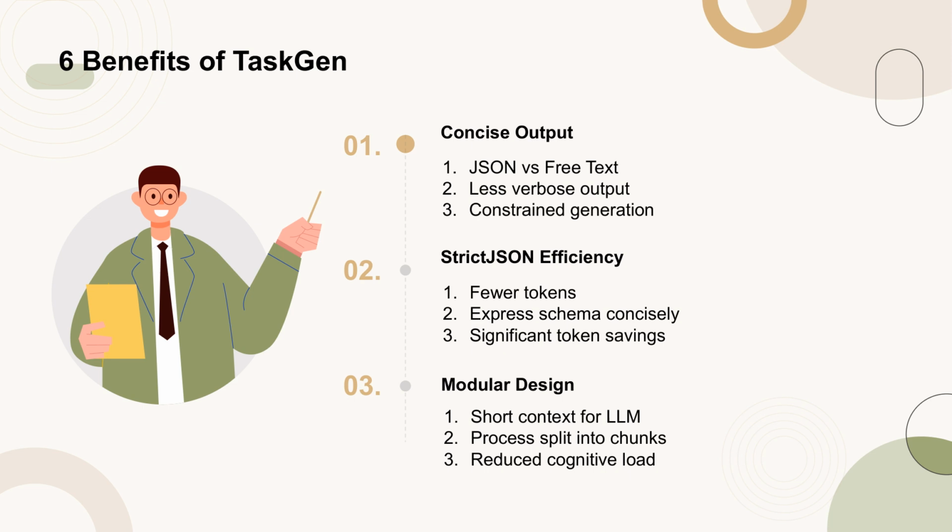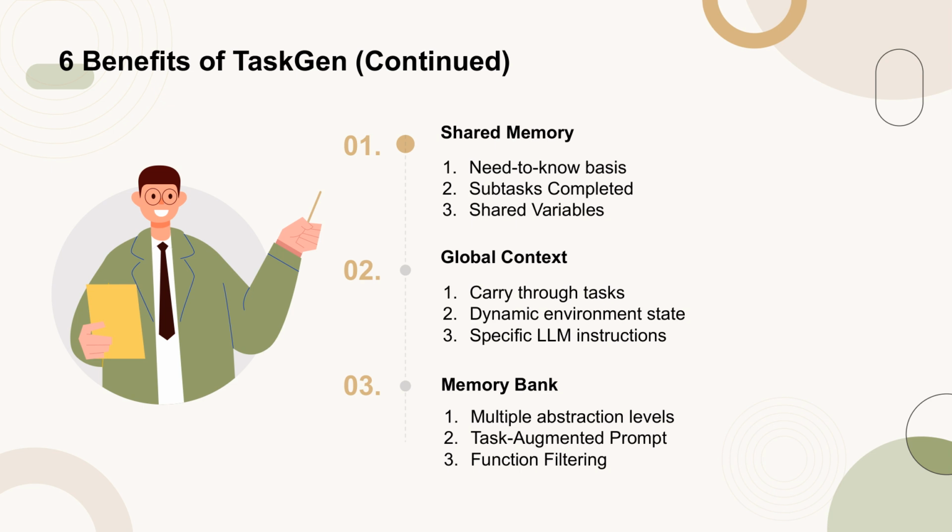The modular design of TaskGen ensures that each component receives only the necessary context, thereby reducing the overall context length for LLM prompts and improving performance. TaskGen's design philosophy includes the use of shared memory to share information on a need-to-know basis. This involves two types of shared memory, subtasks completed and shared variables, as depicted in Figure 7. Global context is another feature that allows persistent variables to be carried through tasks, providing the agent with the current state in a dynamically changing environment.